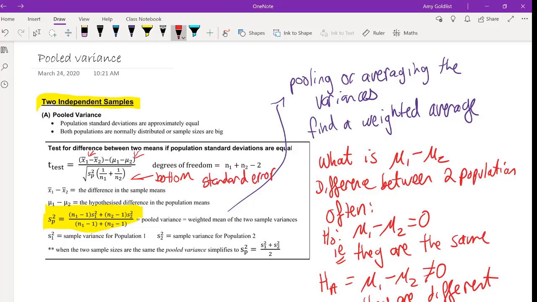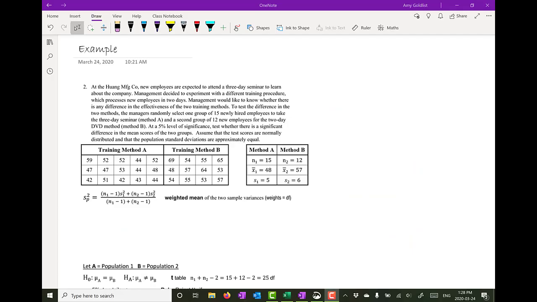Okay, are you ready for an example? I sure am. Let's start with an example. At the Huang Manufacturing Company, new employees are expected to attend a 3-day seminar to learn about the company. Management decides to experiment to make it less time. I'm going to put that down at 3 days, and they're going to try out a new method where people watch DVDs. This will only take 2 days. What we need to know is whether or not each method is different. Is the new method better or worse than the old one? Is there any difference at all? So what we're going to do is test whether there's a significant difference in the mean scores of the two groups. Assume that the test scores are normally distributed and the population standard deviations are approximately equal.